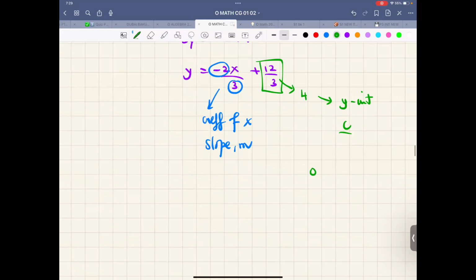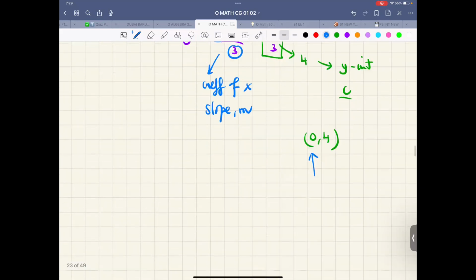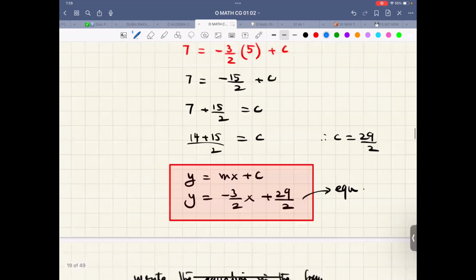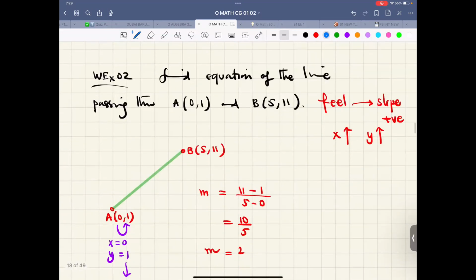That means the coordinate is 0, 4. It is necessary that someone asked this question, so I'll just refer to that question. When x is 0, the y-coordinate is the y-intercept. It's not just any coordinate, it is the y-coordinate. Now, someone asked this question about this point.